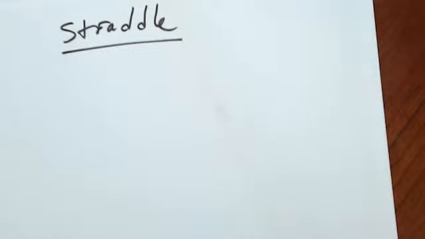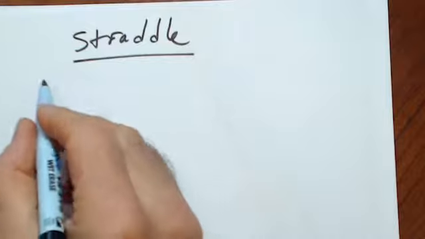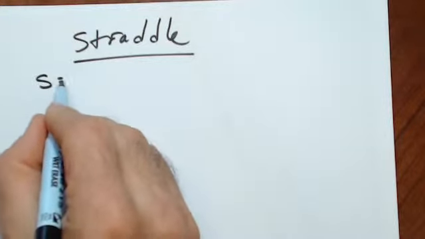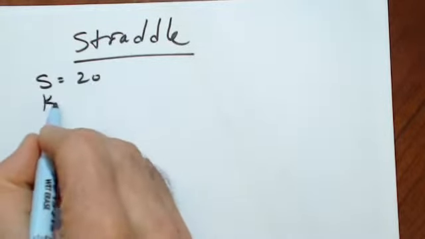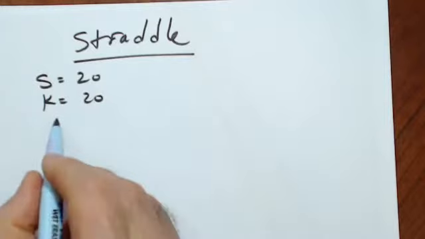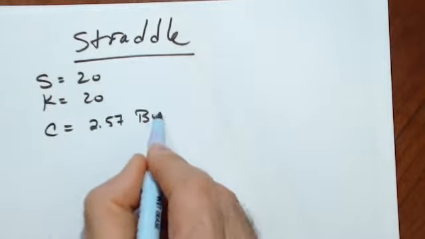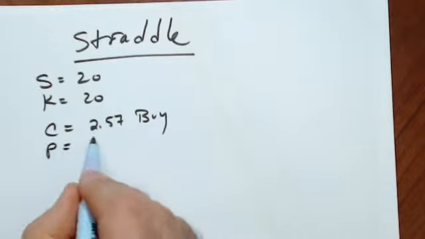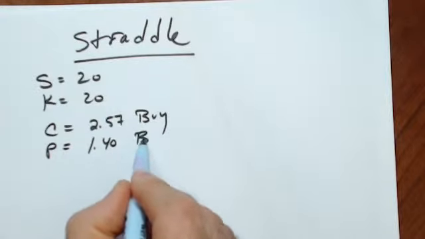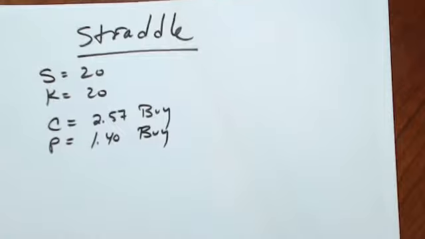Straddle: what we're going to do is buy a call and buy a put on the same stock with the same strike. So let's say, for example, I have a stock of 20. I have a K of 20. I'm going to have a call worth $2.57, and I'm going to buy it. And I have a put worth $1.40, and I'm going to buy that. So I'm buying a put and the call, 2 purchases.